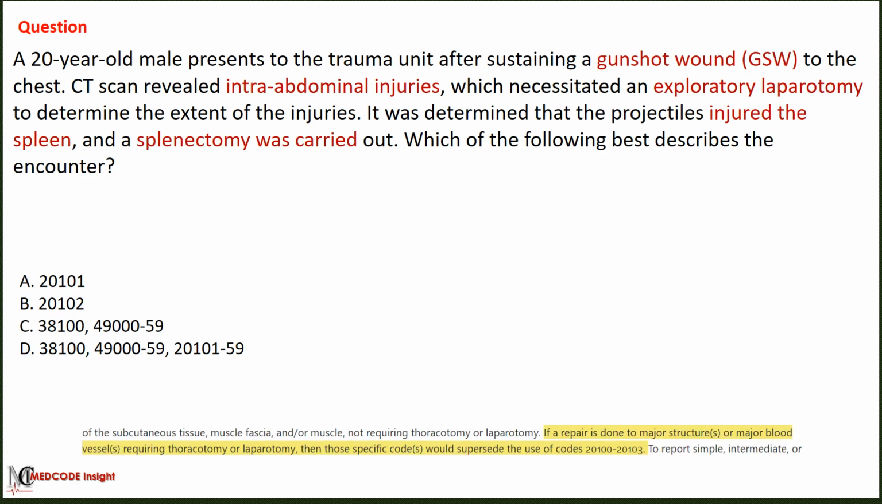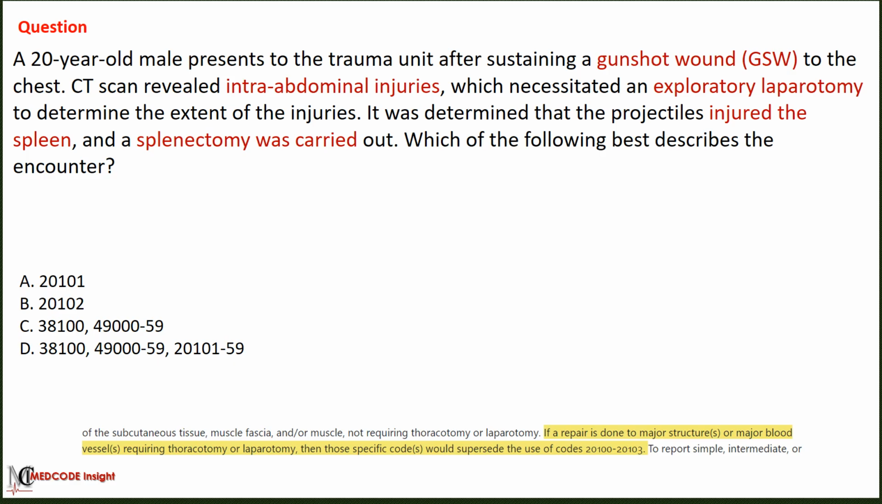We will solve the scenario based on important keywords like gunshot wound revealed intra-abdominal injuries necessitating an exploratory laparotomy, injuries to spleen, and subsequent splenectomy. Wound exploration codes describe the surgical exploration and enlargement of the wound but do not require thoracotomy or laparotomy. If a repair is done to a major structure or major blood vessels that requires thoracotomy or laparotomy, then the specific codes for those procedures would supersede the use of code range 20100 to 20103.